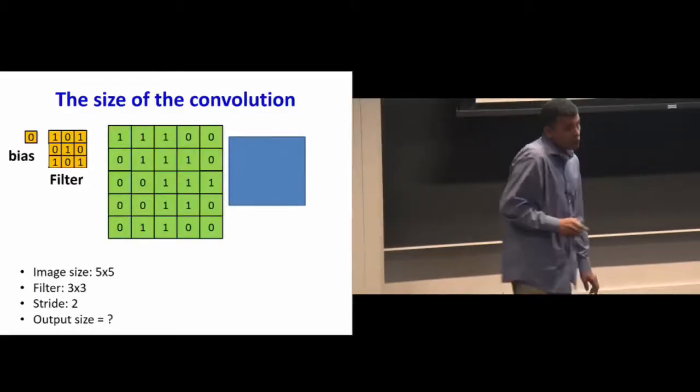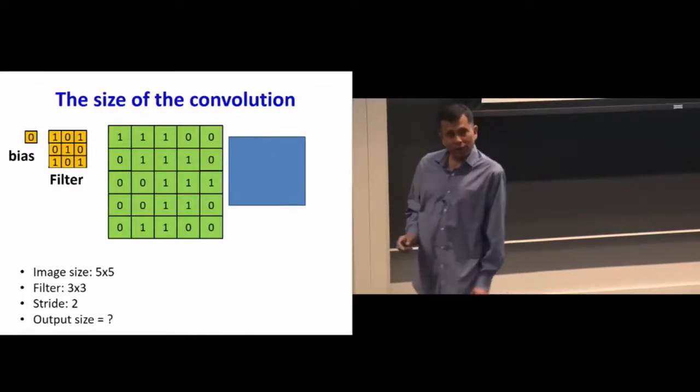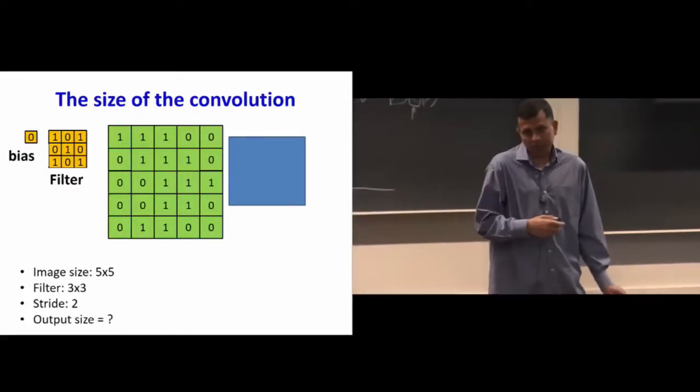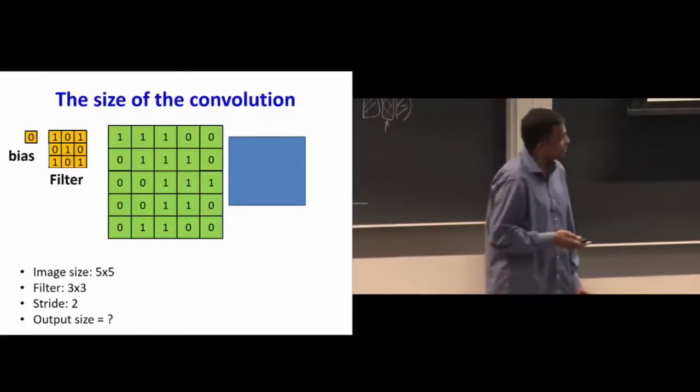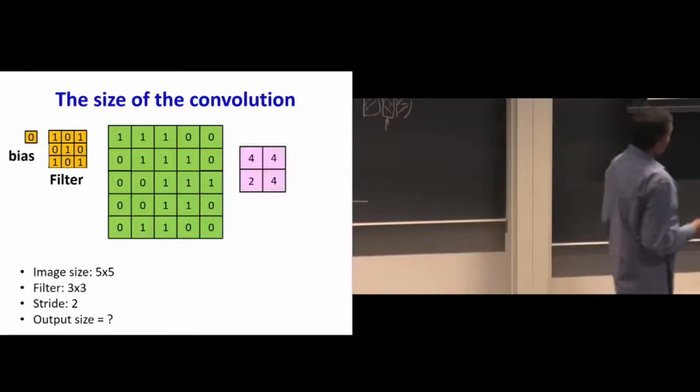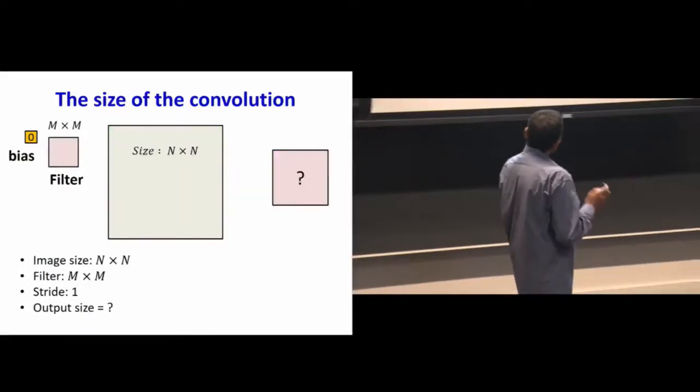Suppose I have a stride of 2 instead of a stride of 1. What would the output be over here? It's just going to be 2 cross 2 because I jump 2 and then I'm done. So you'd have something of this kind.